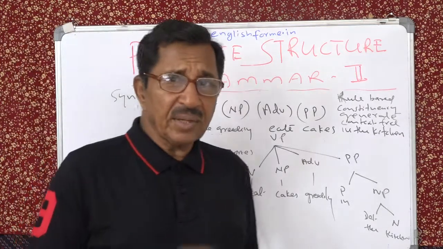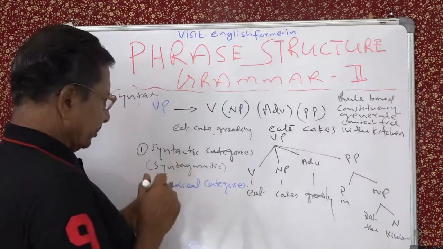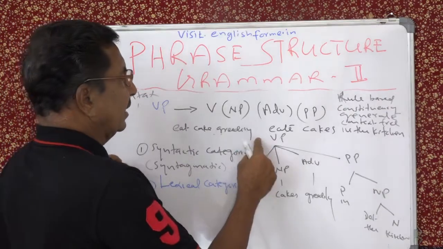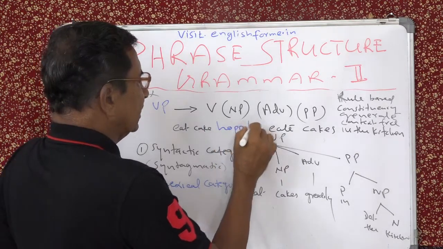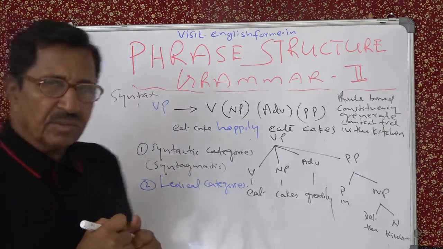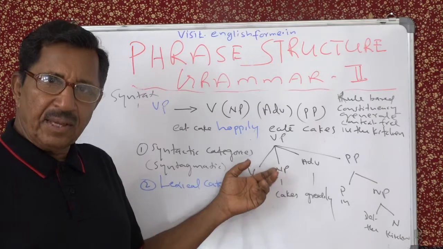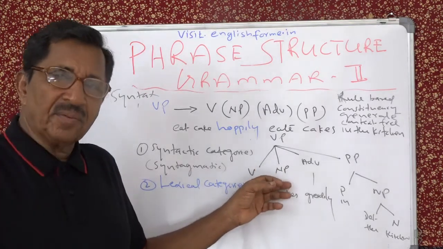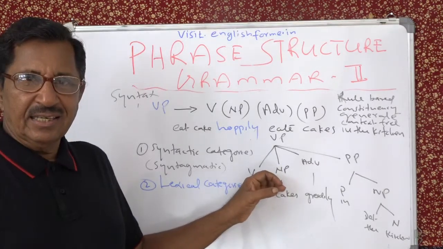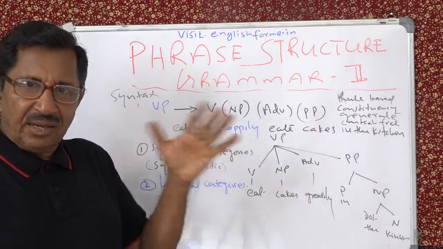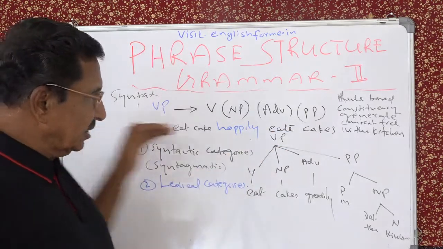Rarely used. Syntagmatic category means, in a sentence like this, ate cake greedily. Instead of greedily, if you write happily, there is a syntagmatic relation between greedily and happily. That means greedily can be replaced by happily. Happily can be replaced by a number of words: happily, sadly, cheerfully. They have a syntagmatic relation, a positional relation. That relationship is horizontal.